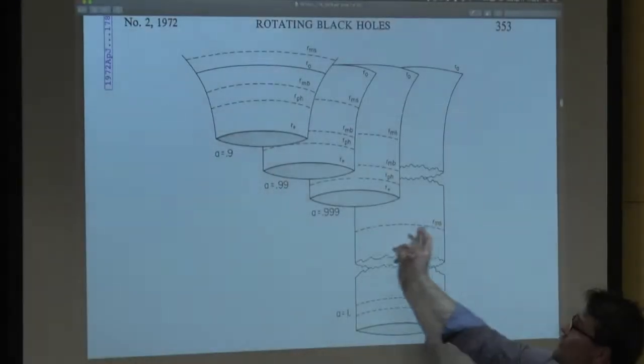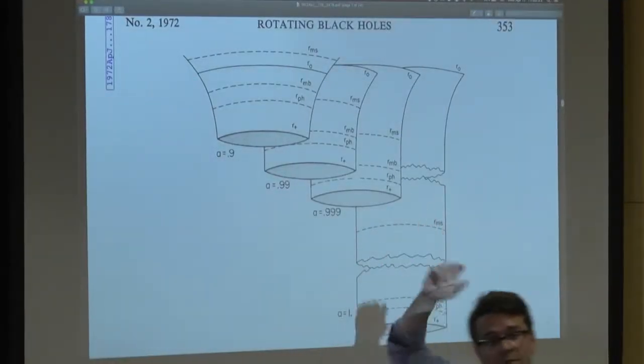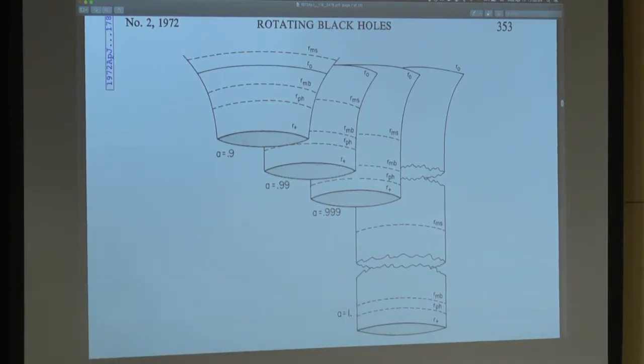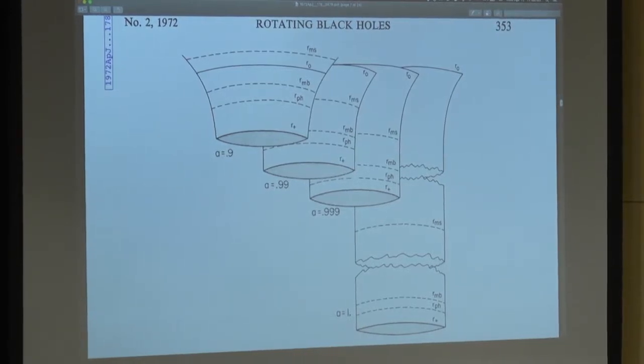You can have particles that are orbiting very deep in this throat. And that has many, many interesting consequences, which we're hoping some current or upcoming experiment like the Event Horizon Telescope will see.